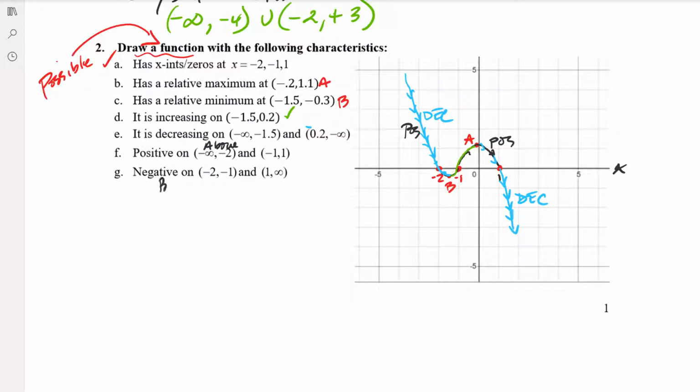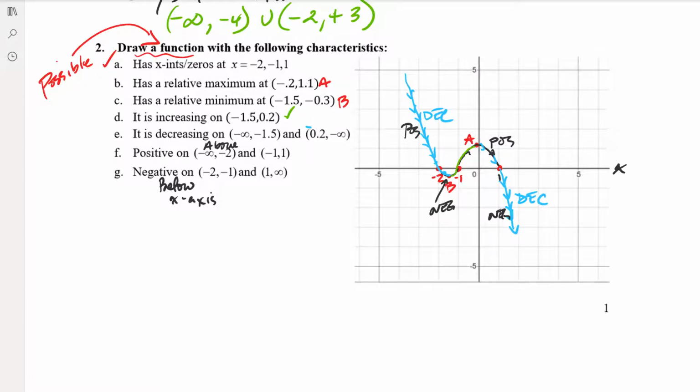Okay, and negative meaning that's below the x-axis. From negative 2 to negative 1, that's true. So right here, it's negative there because it's below. And it's also negative from 1 to infinity, because it's below the x-axis there. So the function has to be something like that. The shape of the curve could vary, but it's got to have all these attributes. So there you go. That's one possible graph.